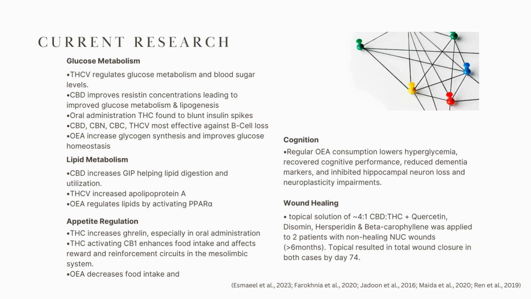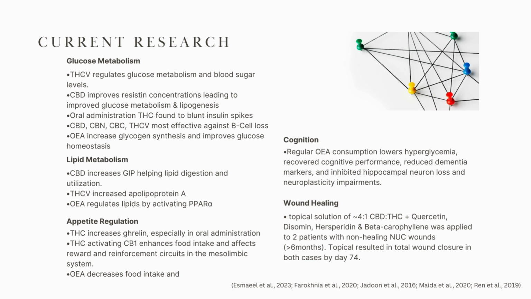Information on OEA, don't make me say that word or tell you what it stands for because it's way too long and I mess it up every time. But OEA is an endocannabinoid lipid mediator, and it's quite promising information about how it can treat diabetes. OEA increases glycogen synthesis, it improves glucose homeostasis, regulates lipids, decreases hunger, and it prevents or even reverses the damage to the brain caused by hyperglycemia.